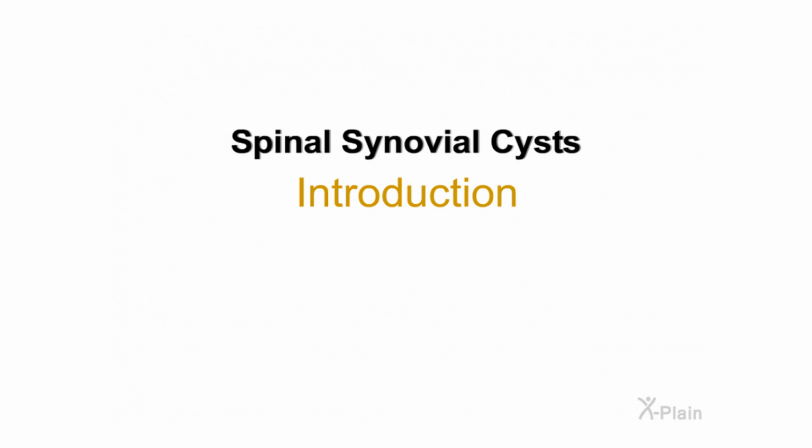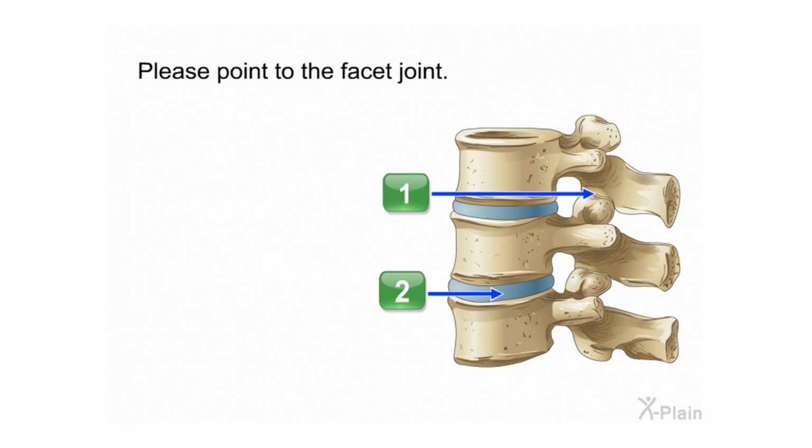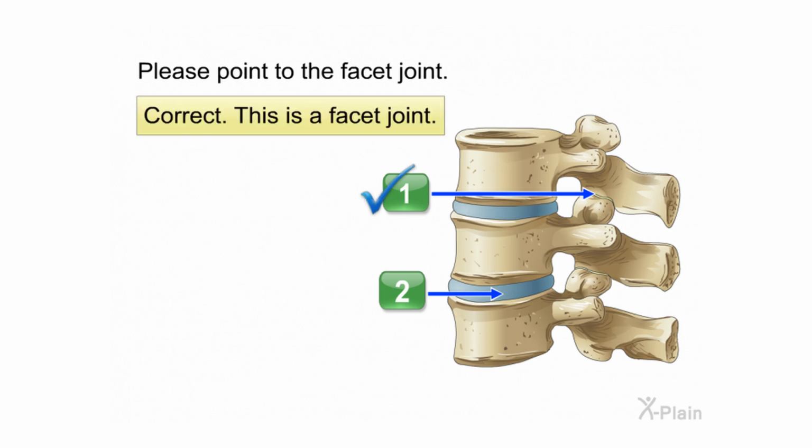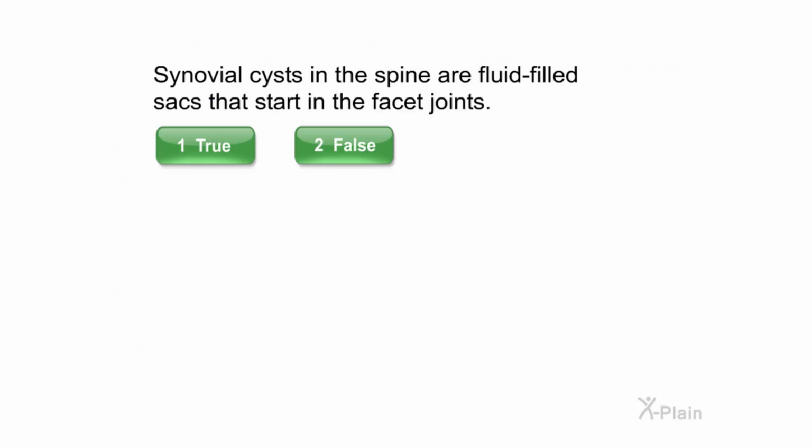Spinal Synovial Cysts. Introduction. Please point to the facet joint. Choose one of the following options. Correct. This is a facet joint. Synovial cysts in the spine are fluid-filled sacs that start in the facet joints.